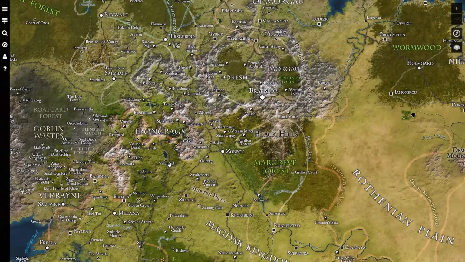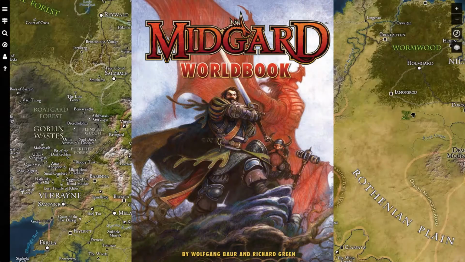And in the world of Midgard, which by the way is super fleshed out and very detailed, it's very useful to have Zobeck, the main city, divided into smaller districts. In this episode, we're going to be using the Midgard World Book, and I'm going to be reading from it. And if you don't have it, what are you waiting for?